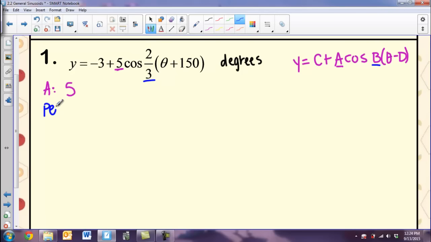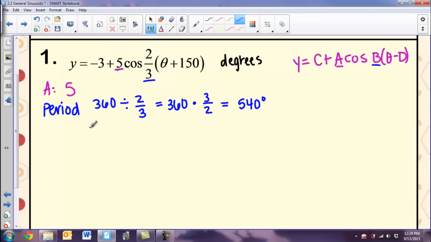So your period is going to be 360, since we're in degrees, divided by b, which is 2/3. Okay, we got some fractions going on here. Remember, keep your first number, change your sign, flip your second number, and if you figure this out, you would get 540 degrees. So my graph takes 540 degrees to complete one cycle.